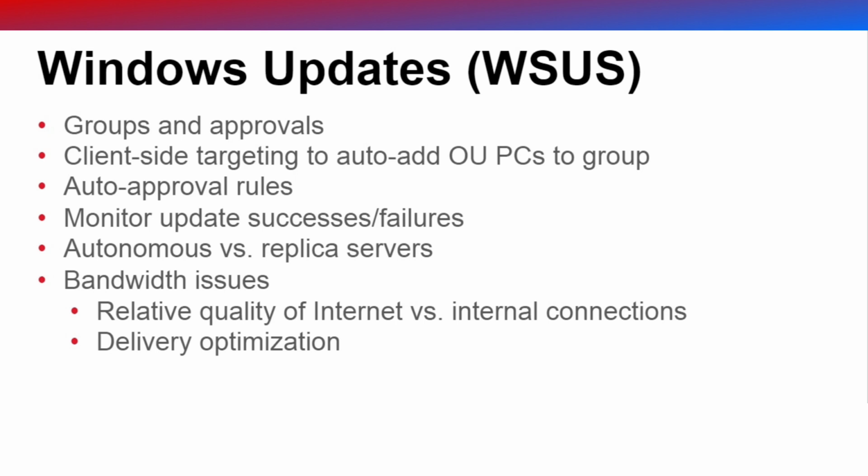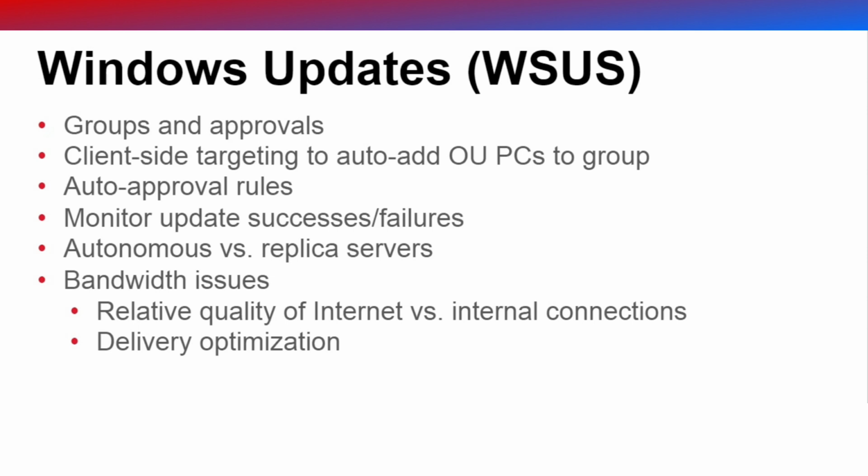We can also configure these, very interestingly, based on bandwidth issues, in terms of where the updates are going to come from. So if we have, for example, a very good internet connection, but a crummy WAN connection to a parent WSUS server, we might use the WSUS server for policies, but actually have clients get their updates from the public internet.